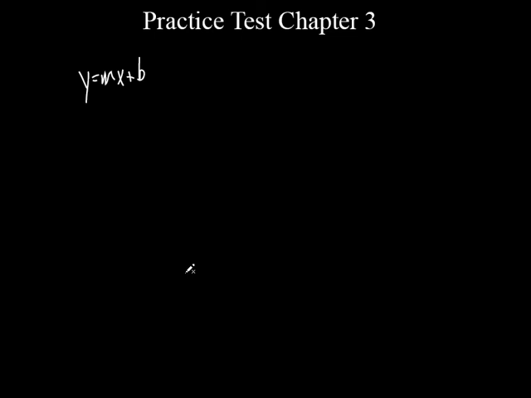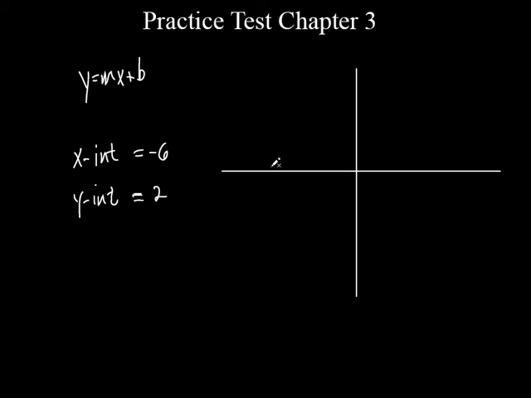All right, so it says write an equation in slope-intercept form for, and here's this. We haven't done a lot of these. I think we did one of these in class where the x-intercept is -6 and the y-intercept is 2. All right, I'll give you a second to work on that. All right, that's enough time.